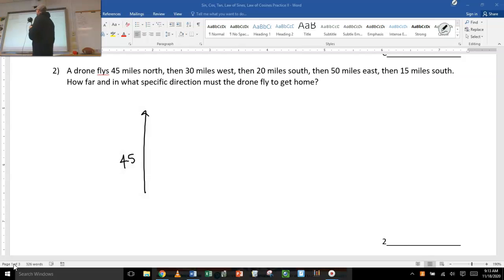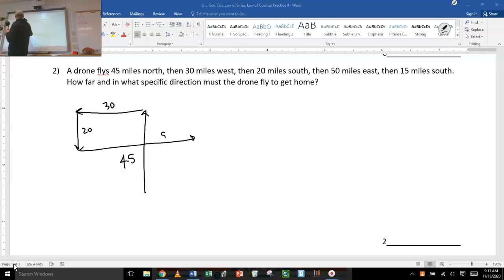30 miles west, so I want to make this a little bit less than 45. 20 miles south, so then I'm going to go a little bit less than halfway. And then 50 miles east, so when I go east, I go 30 plus another 20. And then I go 15 miles south. So another 15 miles is going to put me probably around here. So I tried my best to keep it to scale.